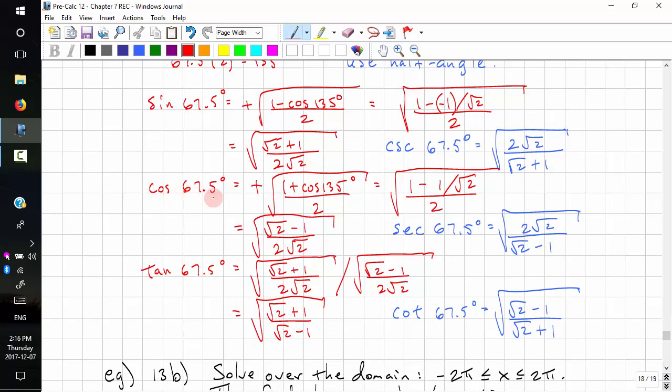Cosine 67.5 degrees. So we have the square root of 1 plus cos 135 degrees over 2, and substitute and reduce to this. We can do the reciprocal functions by just reciprocating this rational. And tan 67.5 degrees. You can use the tangent formula, but since we've already calculated sine and cosine, it's probably best to stick with that. Things cancel out in the denominator, so we just have the numerators. And this is the numerator of the denominator, so it goes into the denominator. And again, for the reciprocal function, just reciprocate this rational.